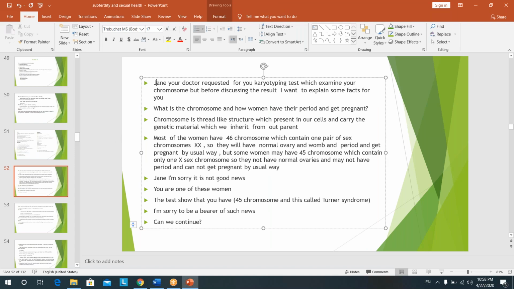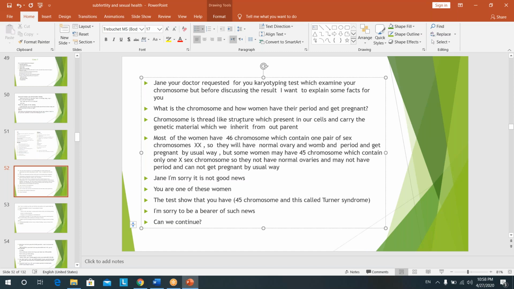Then coming to explain her result, Jan, your doctor requested for you a test called karyotyping, and this is to examine the chromosome. But before we discuss the result, I want to explain some facts for you. As you said, the chromosome, you have to mention what is the chromosome and what is the period, and how the patient get her period and get pregnant. So, Jan, what is the chromosome and how the woman have period and get pregnant?